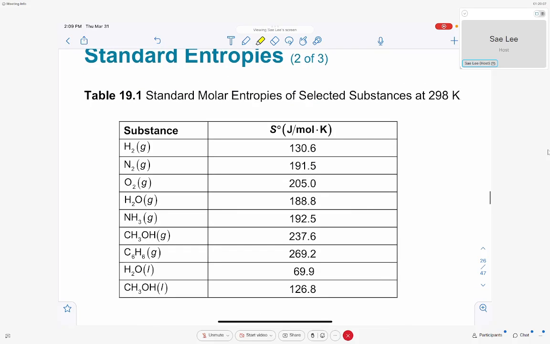So here's a table. They did the math, they did all the measurements for us. Here's a table listing the standard absolute entropies of different elements and compounds. You don't have to memorize this table. If there's any question, you have to use these values, the table will be given to you on the exam.